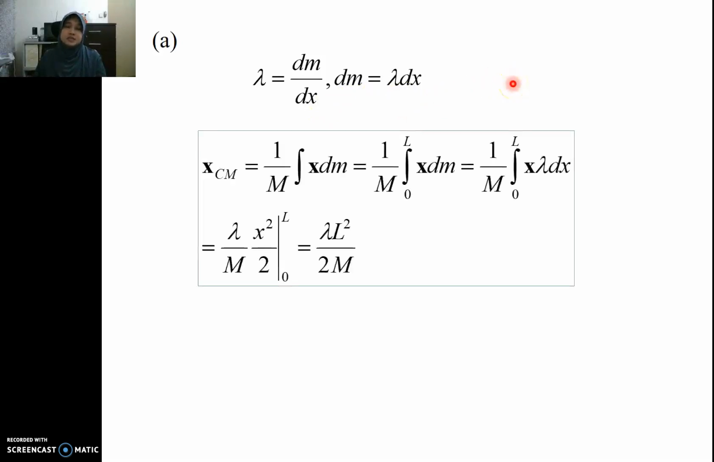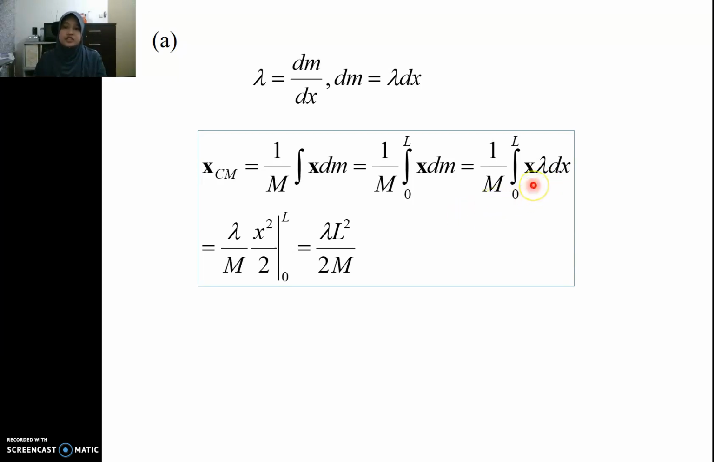We substitute into the integration formula. So x_cm equals 1 over m integral of x dm, where dm we replace with lambda dx. We integrate it from one end to the other end of the rod, where L is the length of the rod. Lambda and m are constant values, so you can put them outside the integration.